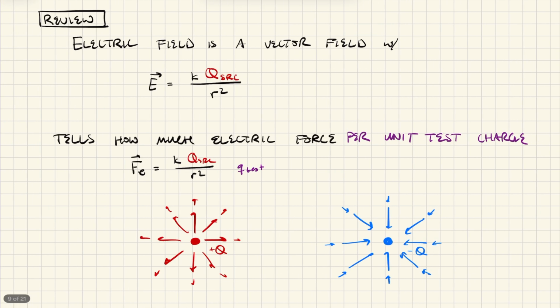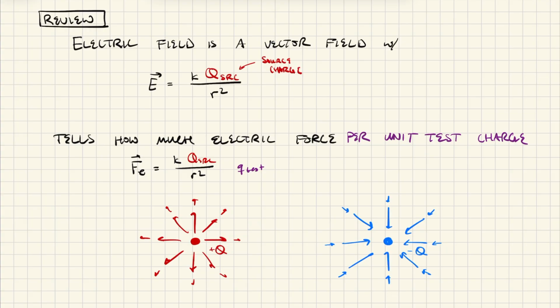So before we do our example problem, I wanted to very quickly review some of the formulas involved when we're dealing with electric fields. Remember, electric fields are vector fields that are given by the following equation. The electric field E is given by K Q source over R squared. Electric fields are created by source charges, right? Every time you put a charged object in space, it's going to create a local electric field. And so this Q source is the charge of the source charge, the thing that's sourcing the electric field.